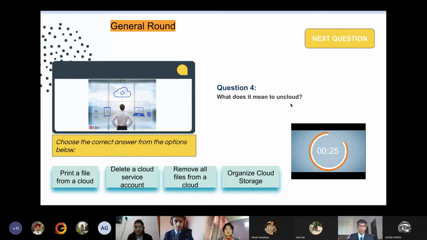What does it mean to uncloud? Team D. Print a file from a cloud, delete a cloud service account, remove all files from a cloud, organize cloud storage.